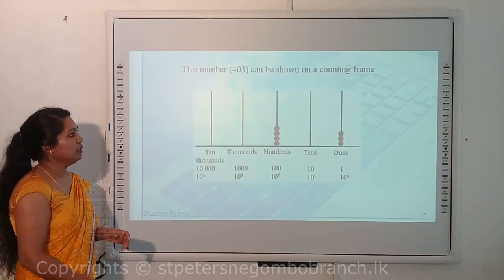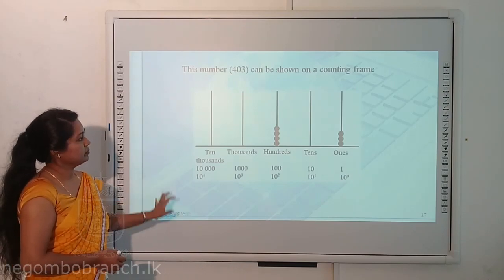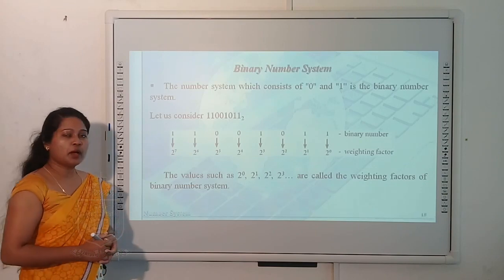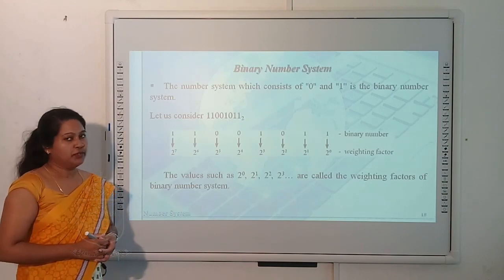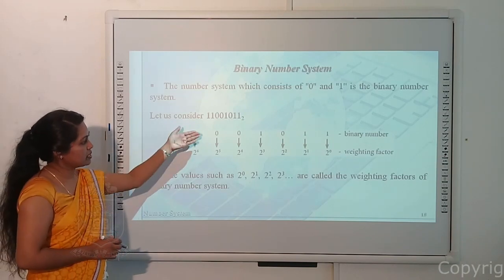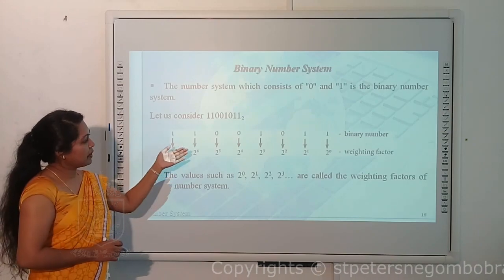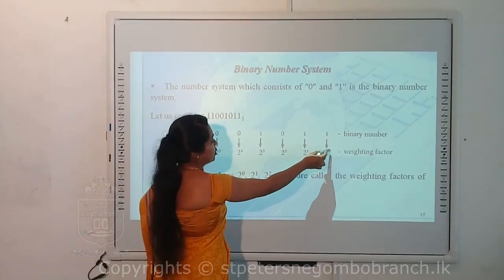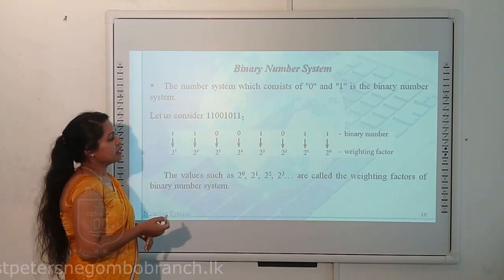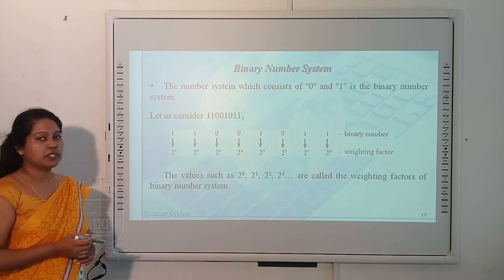403 can be shown on a counting frame like this. Binary number system. This number system consists of 0 and 1. Let us consider this number. This is the binary number and this is the weighting factor. These values mean 2 to the power of 0, 2 to the power of 1, 2 to the power of 2. These values are called weighting factors of the binary number system.